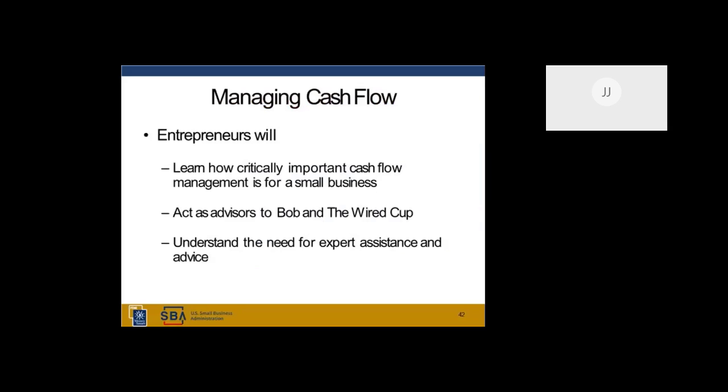By the end of this module, entrepreneurs will be able to learn about the critical importance of cash flow management. Being able to manage that cash flow is critical to the success of that business. And through this module, it'll ask participants to act as an advisor to Bob, the owner of the Wired Cup small business. It's a case study that really is the meat of the module, and they'll be advisors and provide suggestions to him for managing his cash flow in his business. Another takeaway from the module is that the entrepreneurs will understand the need for expert assistance and advice. Right? Sometimes you just have to reach out and get input from others in order to make sure that your business can be a success.